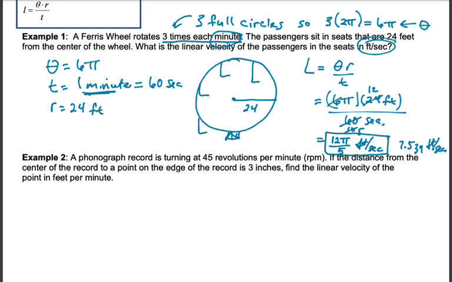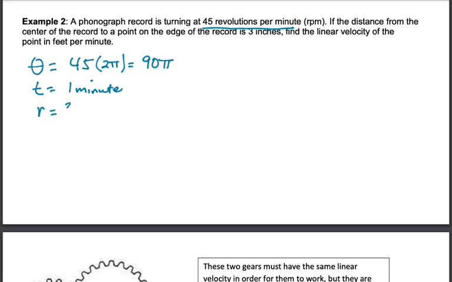All right, let's move on to example 2. In example 2, we have a phonograph record. It's turning at 45 revolutions per minute. That means it makes 45 circles in 1 minute. So you've gone 45 full circles, and 45 times 2 pi tells me my theta is 90 pi. We do that in 1 minute, so my time equals 1 minute. If the distance from the center of the record to a point on the edge of the record is 3 inches, that would be my radius.